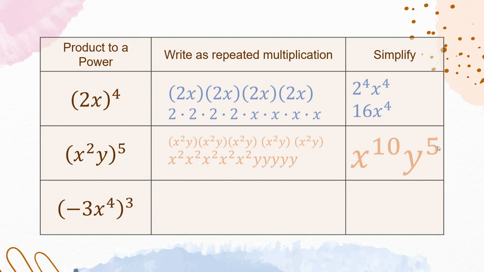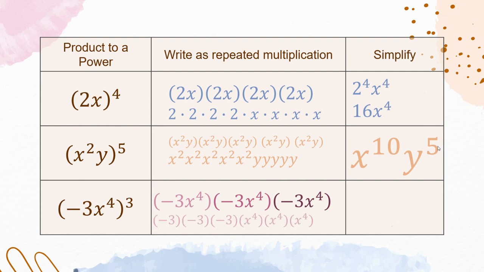Looking at the last one, we have negative 3x to the fourth, all raised to the third power, okay? Again, I'm going to write it out as separate bases, negative 3x to the fourth times itself 3 times. I'm going to break that down even more. Negative 3 times negative 3 times negative 3 times x to the fourth 3 times. This would end up giving me negative 3 to the third and x to the fourth to the third. Okay, and I would get negative 27x to the 12th.